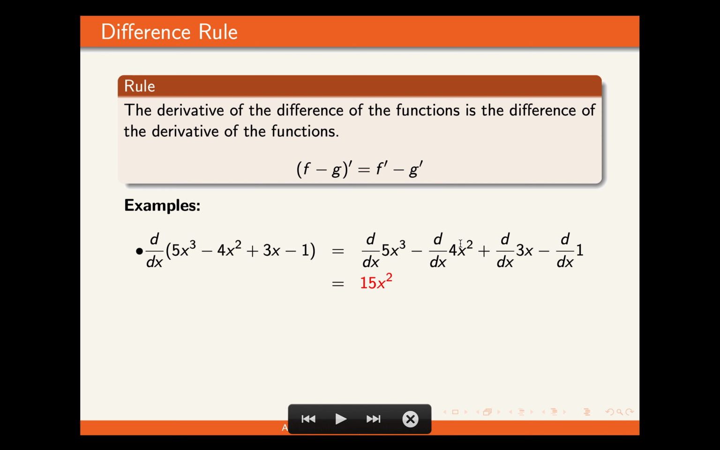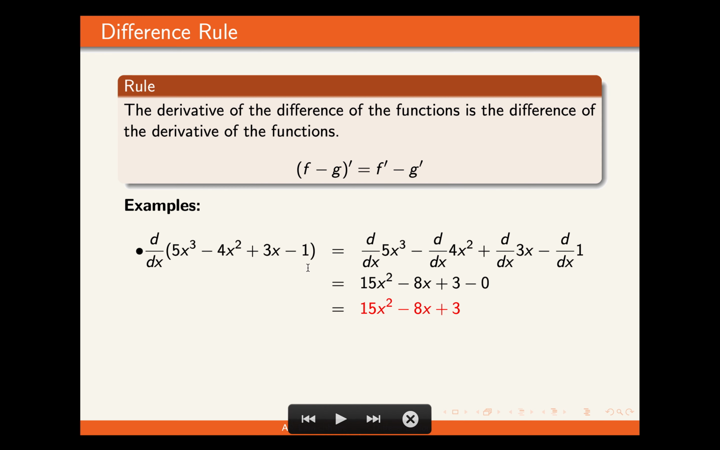In the same way, we can find the derivative of 4x squared, which will be 4 times the derivative of x squared with respect to x by using the power rule. That will be 2x. So 2 times 4 will be 8, so 8x. And since there is a minus sign, carry that on. In the same way, the derivative of 3x with respect to x is just 3, right? So plus 3. And the derivative of 1 with respect to x is 0, so just write that down. Done. This is the derivative. Our goal is just to simplify. So 15x squared minus 8x plus 3 is the derivative of 5x cubed minus 4x squared plus 3x minus 1.